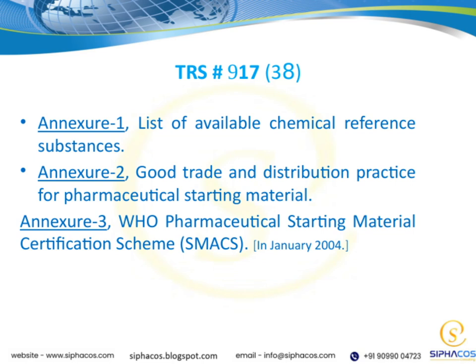Moving on to Annexure 2, this details the good trade and distribution practice for pharmaceutical starting materials. This ensures that the materials are handled properly throughout the supply chain, maintaining their integrity and quality. Following these practices is vital for preventing contamination and ensuring the safety of the final pharmaceutical products.